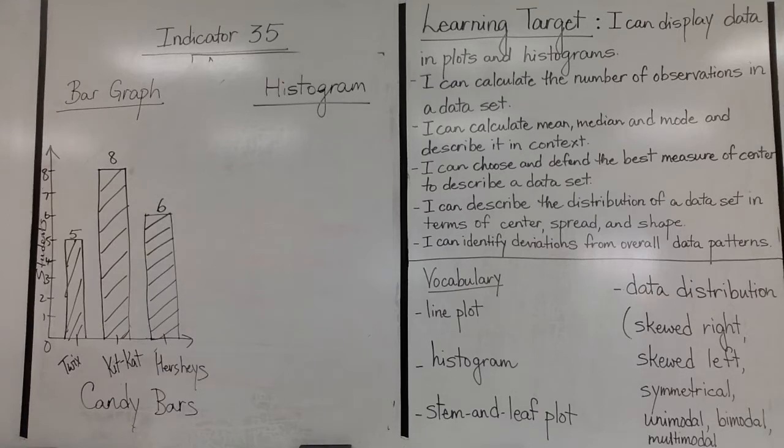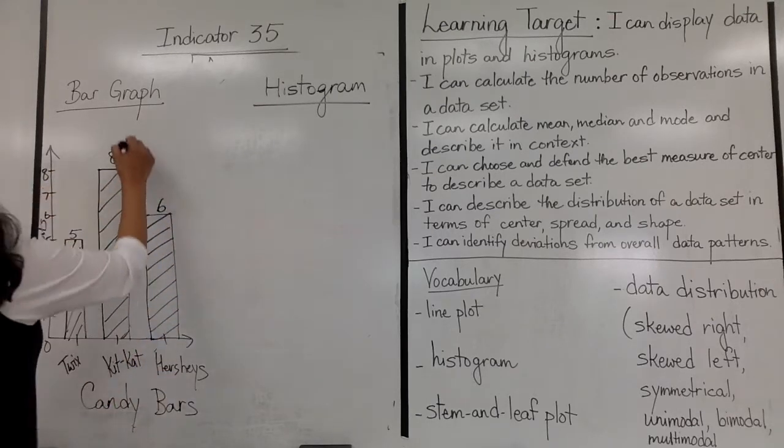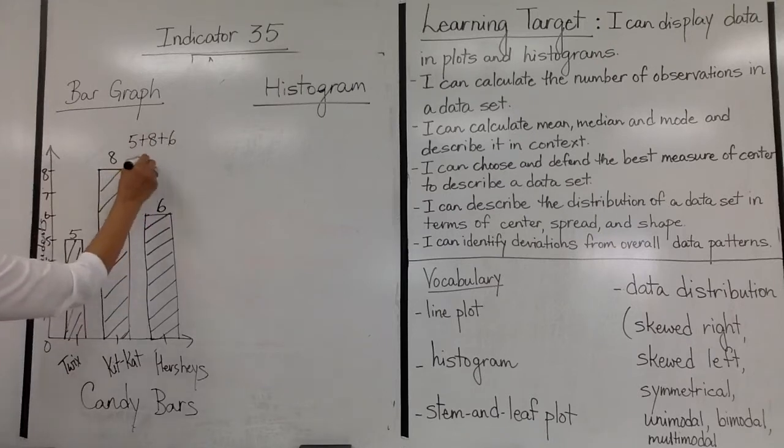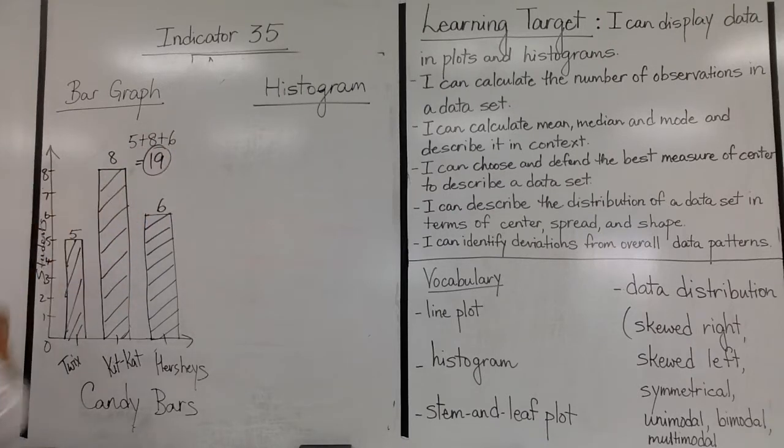You can also see how many students there are in this class. If I'm saying 5 people like Twix, 8 like Kit Kat, Hershey's 6 people like. So total number of students would be 5 plus 8 plus 6. And so then that is 19 students in this classroom. Okay. Now, so this is a bar graph.